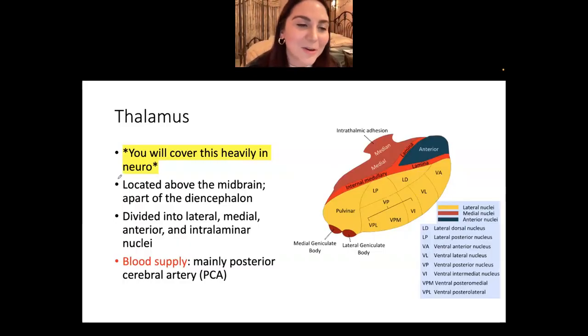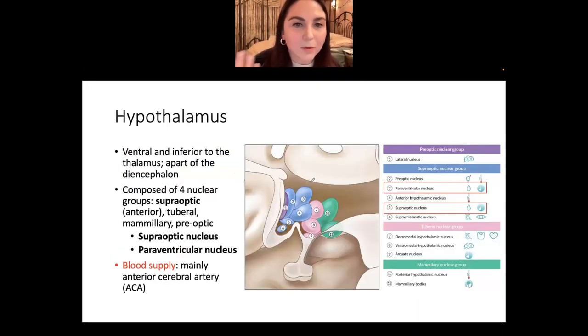Hopefully, well, actually, this probably won't make sense to you right now because you haven't had neuro, but this is the anatomy. It's located above the midbrain, which is a part of the neuro system, and it's a part of what's known as the diencephalon. Again, you'll cover it in neuro. It gets divided into lateral, medial, anterior, and intralaminar nuclei. I at least wanted to mention it because some of them are going to come up later in neuro, so at least you'll see them here. The blood supply is mainly a cerebral artery called the posterior cerebral artery. It's one of the three main cerebral arteries. I really don't know how much anatomy to know about that because, again, very neuro.